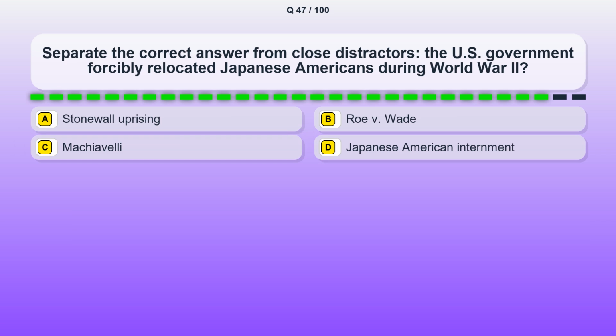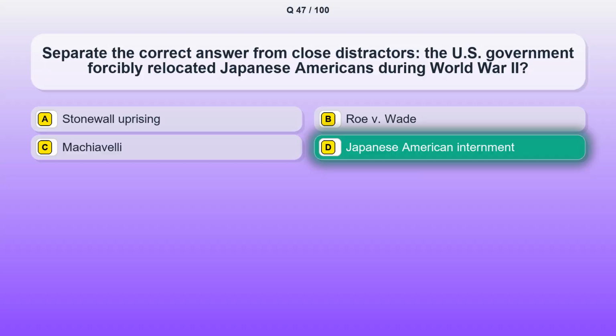Question 47. Separate the correct answer from close distractors. The U.S. government forcibly relocated Japanese Americans during World War II. Option A, Stonewall Uprising. Option B, Roe v. Wade. Option C, Machiavelli. Option D, Japanese American internment.